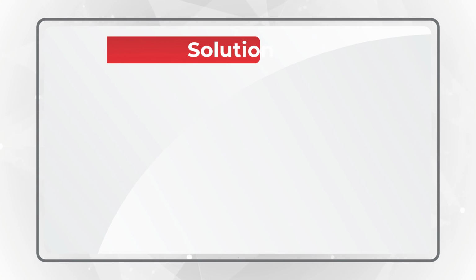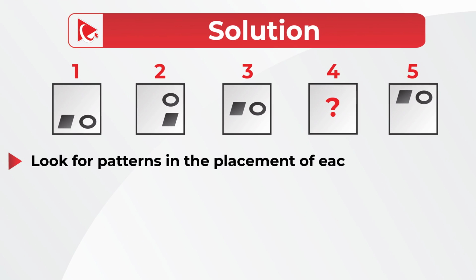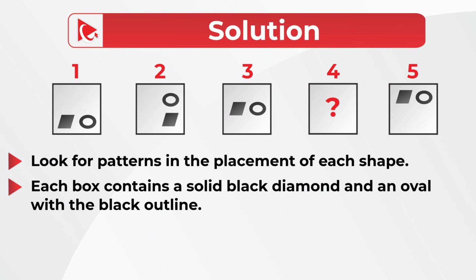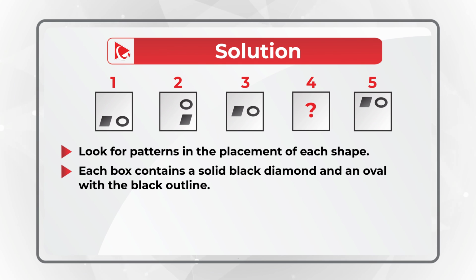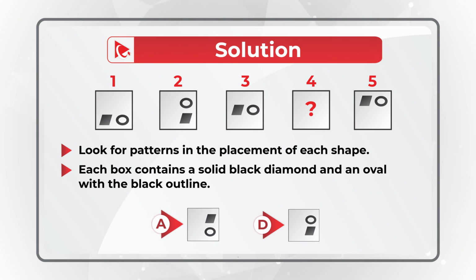You're probably tired of hearing it, but my advice as usual is to always look for patterns. In this case, the pattern is the location of the smaller shapes inside the square. You might have noticed that the smaller shapes inside the squares are always a diamond filled with black and an oval with a black outline. This pattern is persistent for shapes 1, 2, 3, and 5. We can safely assume that square 4 will have similar shapes inside, which automatically excludes choices B and C, only leaving possible choices A and D.